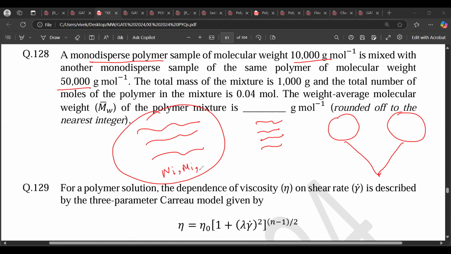What is the weight? Ni into Mi, Wi. Three features must be known, or some of them should be known, to use in the solution. What is Ni? Ni means how many number, right? How many number? For example, let's say this is N1.